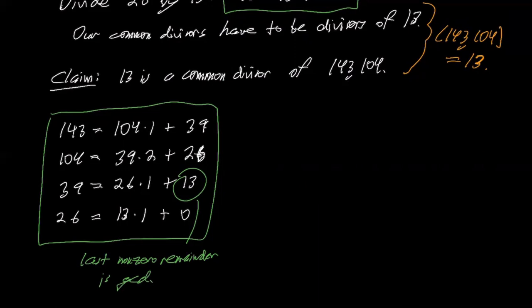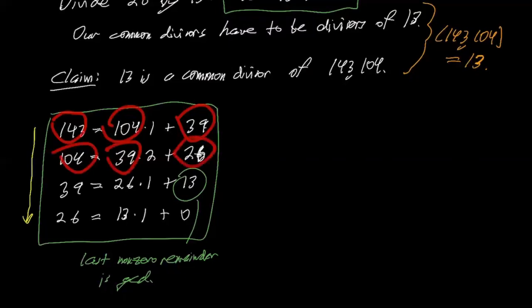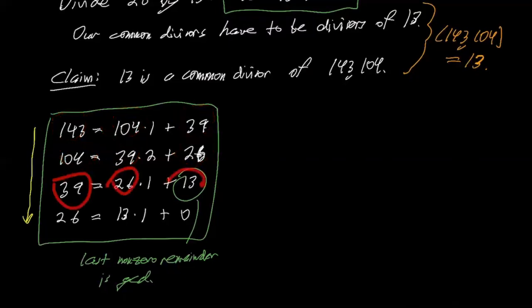But why is 13 a divisor of 143 and why is it a divisor of 104? Well, what we were doing is we were chasing the common divisors down the algorithm, right? If we had a divisor of 143 and 104, then it had to be a divisor of 39, and then we kept going and so on. The argument here is actually chasing back up.